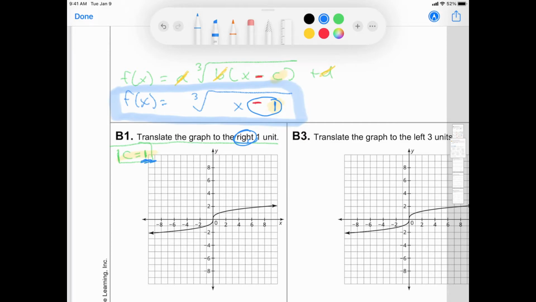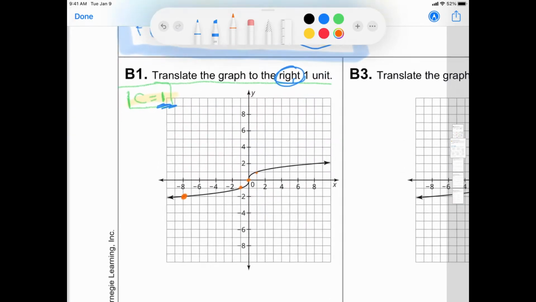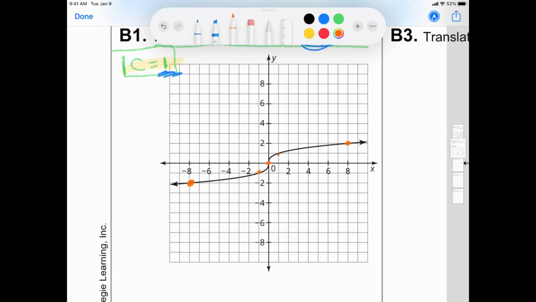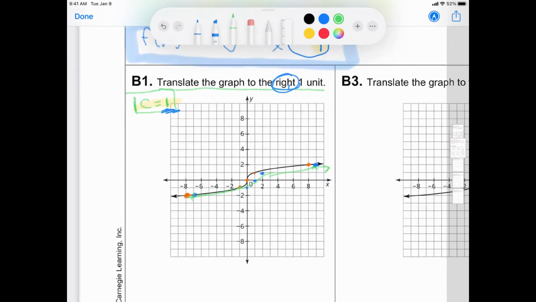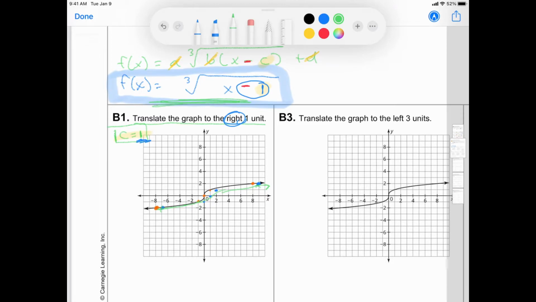Let's go ahead and get the reference points. So the reference points we just did in the intro video. Negative 8, 2. Negative 1, 1, 0, 1, 1, zoom in here, and 8, 2. Okay, and basically what we have to do is just move those points to the right 1 unit. 1 unit, 1 unit, 1 unit, 1 unit. And then now in green, this is my new graph, which we just wrote the equation for above.